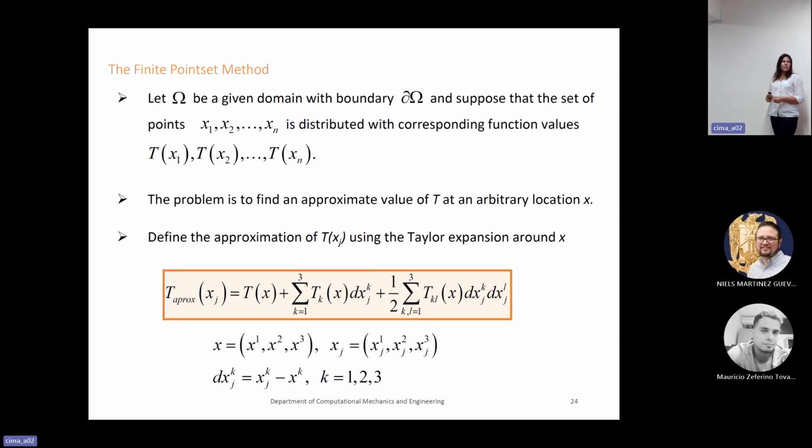And how does it work? So let omega be a given domain with a particular boundary, and suppose that a set of points x are distributed with the corresponding function values T. And the problem is to find an approximate value of T at an arbitrary location x. So to do this, let's define the approximation of T using the Taylor expansion around x. We can see it here. This is the expansion for a 3D problem, the most general problem.